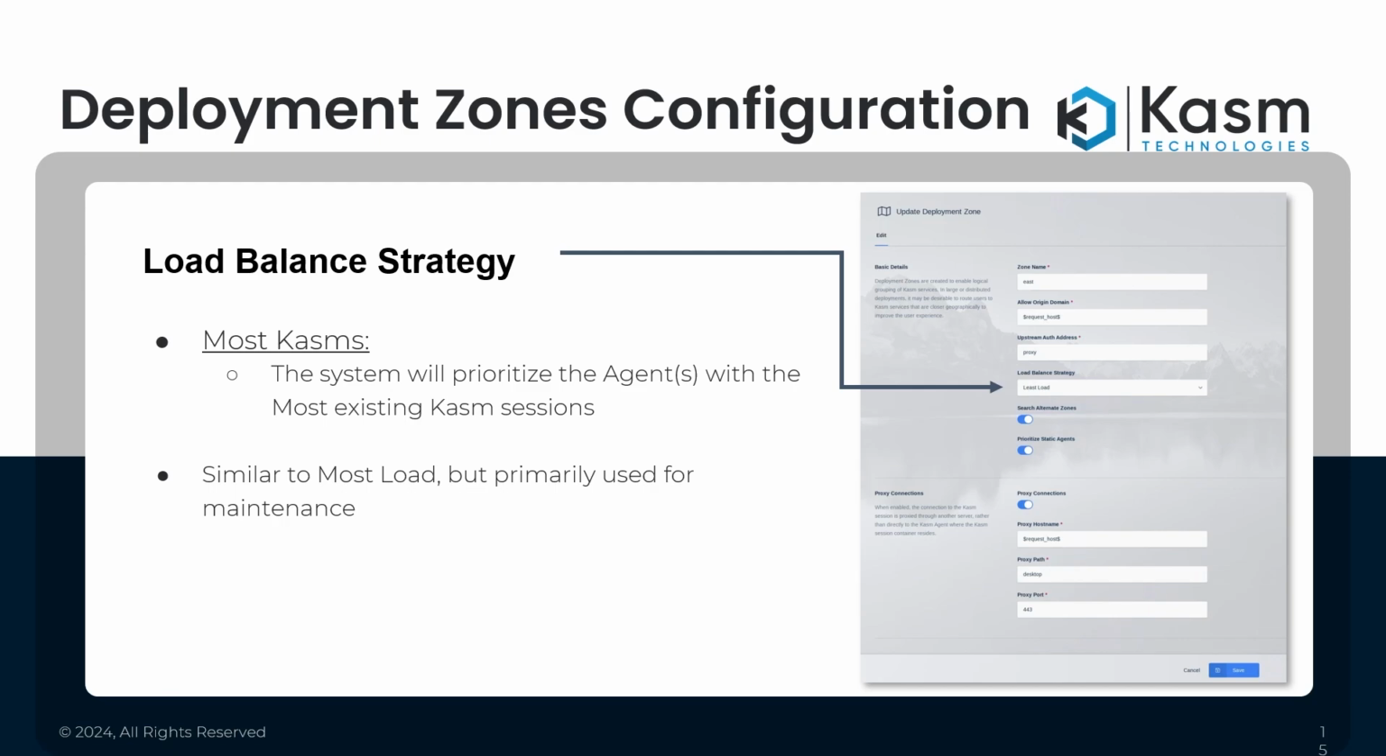The last strategy we have is most Kasms. In this strategy, the system will prioritize the agents with the most number of existing Kasm sessions. This can be useful for maintenance windows because all the sessions can be concentrated to a few specific agents.